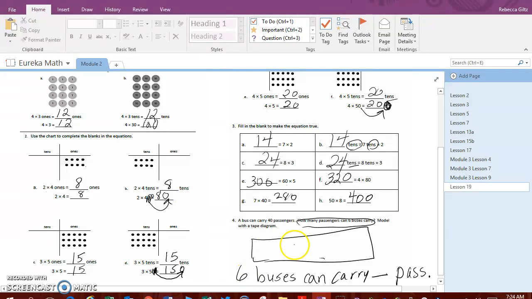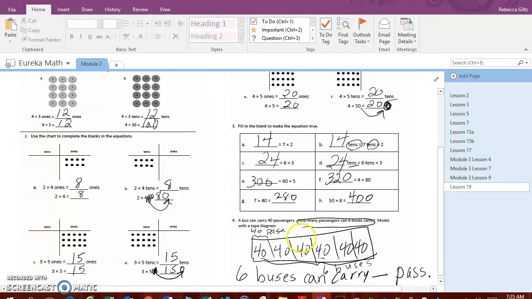So I know there are 6 buses. Those are my groups. They're carrying all the people. All right, this is going to get a little messy because I ran out of space. 6 buses is how I would label that. A bus. That letter A also means each. So each bus can carry 40 passengers. That means each one of these is going to be 40. And it's up to you if you want to label every single unit. If you label it up here, that's enough. But it's up to you if you want to add that.